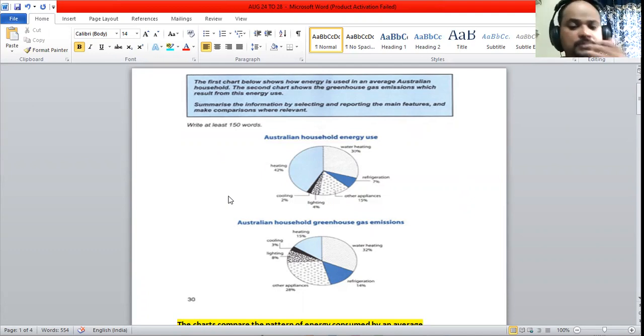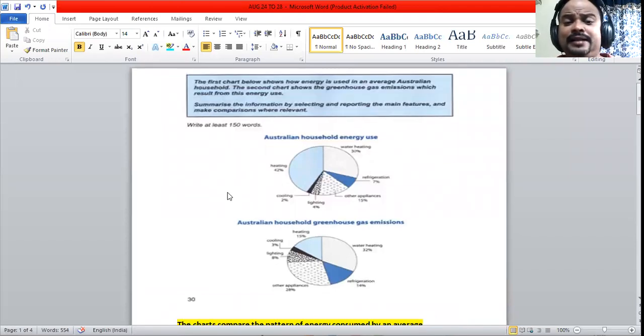The second pie chart represents the greenhouse gas emissions, how the greenhouse gas is emitted, the proportion of greenhouse gas emitted when these particular activities are done, the proportion of gas emissions in these places.